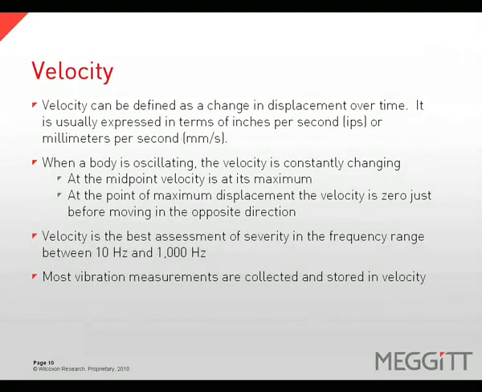Velocity can be defined as a change in displacement over time. It is usually expressed in terms of inches per second. Picture a body in oscillation, like the back and forth movement of a pendulum. The velocity is constantly changing. At the midpoint, when the pendulum is perfectly vertical, the velocity is at its maximum. At the point of maximum displacement, when the pendulum is at the extreme outer edge, the velocity is zero just before moving in the opposite direction. Velocity is the best assessment of severity for the frequency ranges between 10 Hz and 1 kHz. Most vibration measurements are collected and stored in velocity.